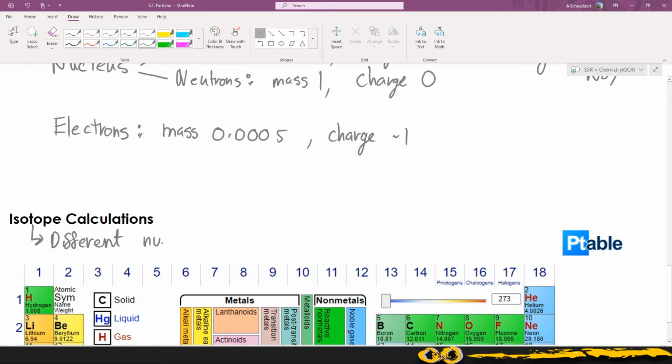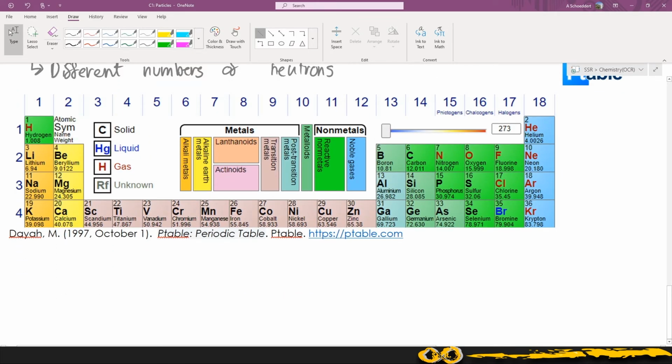The neutron is the only thing that can change in the atom without changing the identity of the atom. So you cannot change the number of protons. We're going to do a few examples of isotope calculations here. For those of you that ever need a periodic table reference, I highly recommend ptable.com. It's an excellent resource.